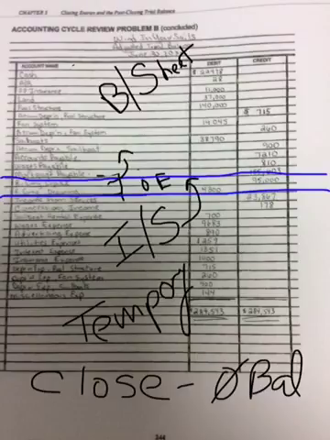So we can do one of two things. We can prepare the income statement and the rest of the financial statements first, or we can do the closing entries first. I prefer to go ahead and look at closing entries, because when looking at the closing entries, it kind of gives us our totals that we are going to need for our actual statement accounts.